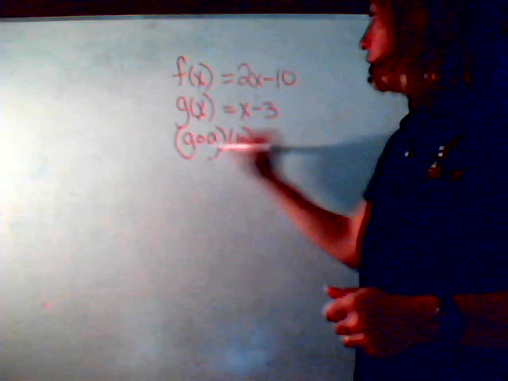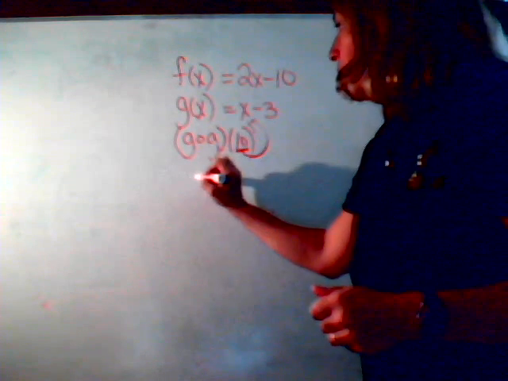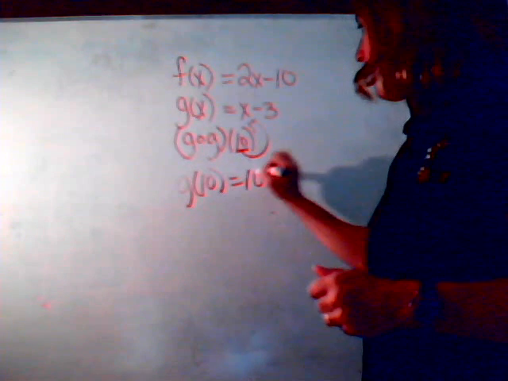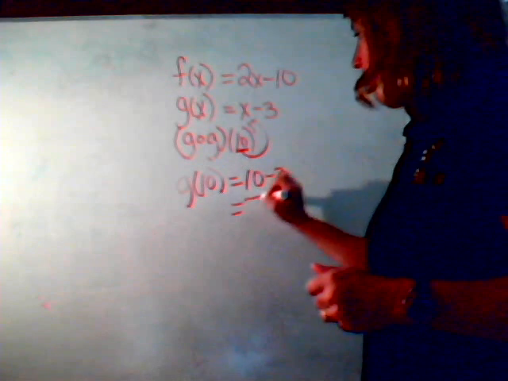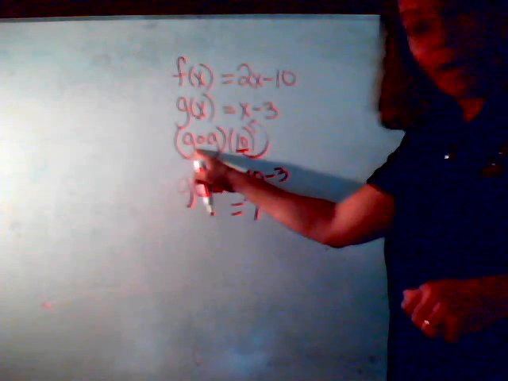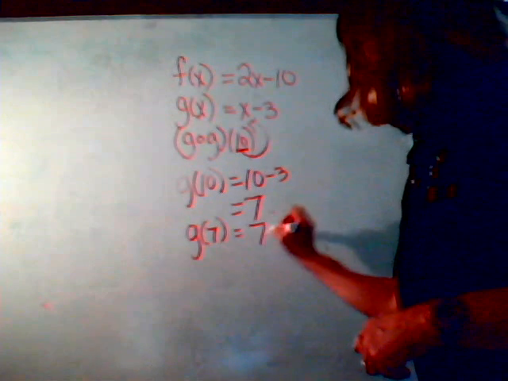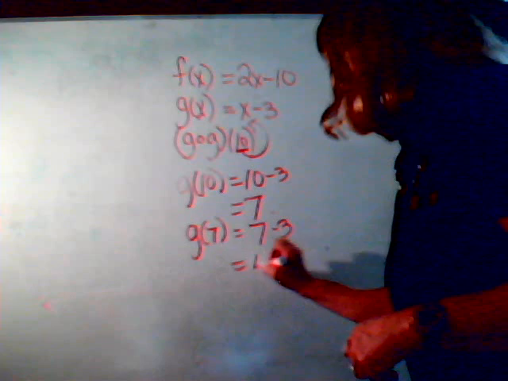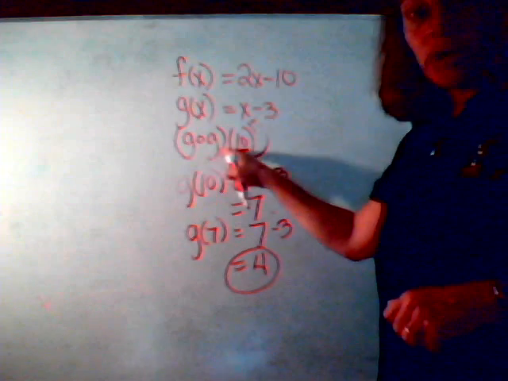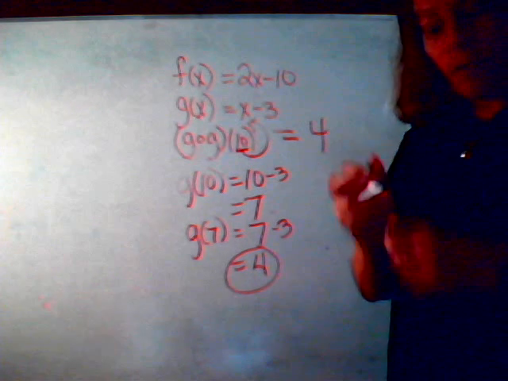Since we're doing g of 10, I'm going to take the 10 and plug it into the g function. So g of 10 equals 10 minus 3, which is 7. Then I take that output and put it back into the g function again. So now I'm going to do g of 7. So 7 minus 3 is equal to 4. So what's g of 10? G of 10 is 4. So you just put it into the function twice.